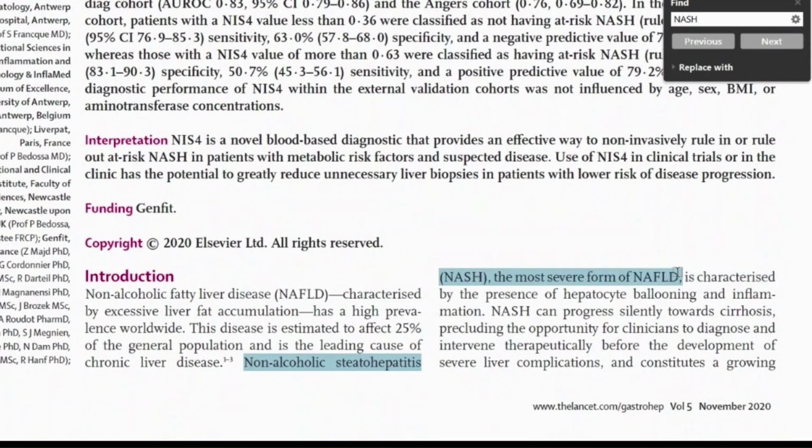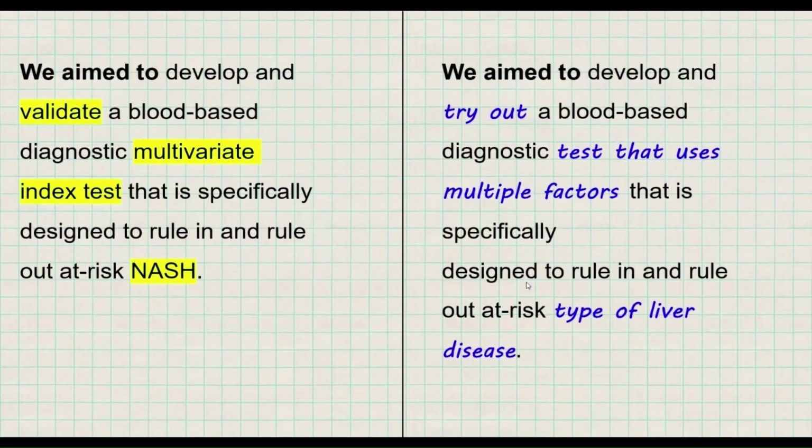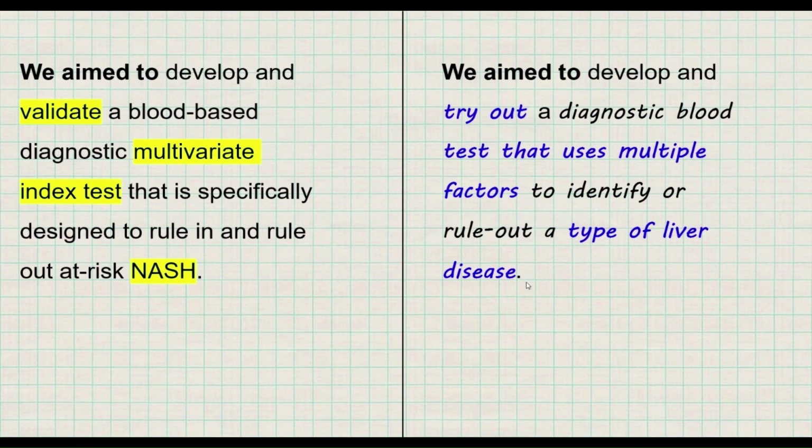And here we see NASH is the most severe form of another acronym. Okay, so that wasn't very helpful, but let's look up this other acronym. There it is right there, actually, and we can see that NASH is just a type of liver disease. So if we go back to our sentence with these terms filled in, we see that the authors are evaluating a new diagnostic test that takes multiple factors into consideration for ruling in or out a type of severe liver disease.